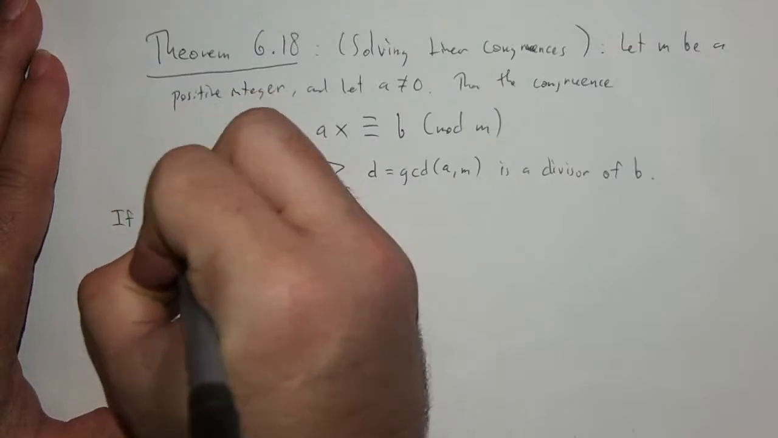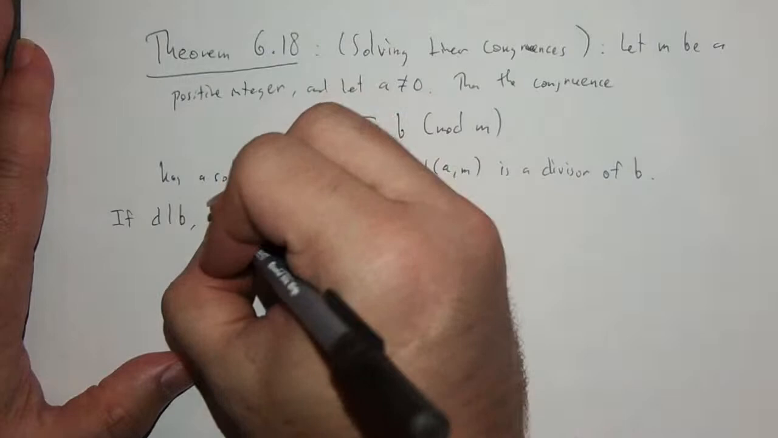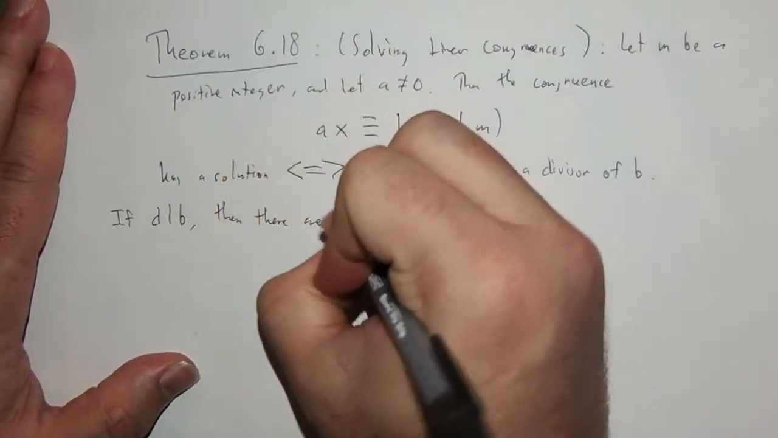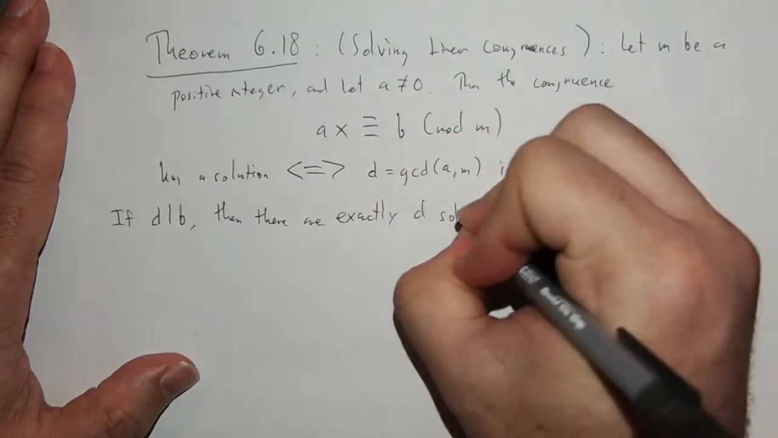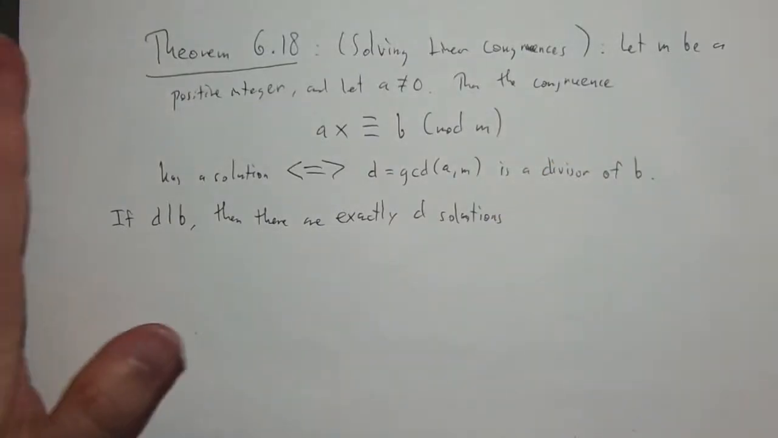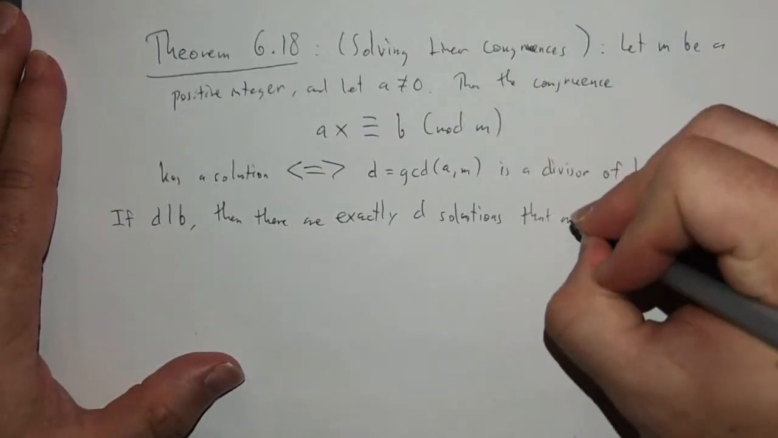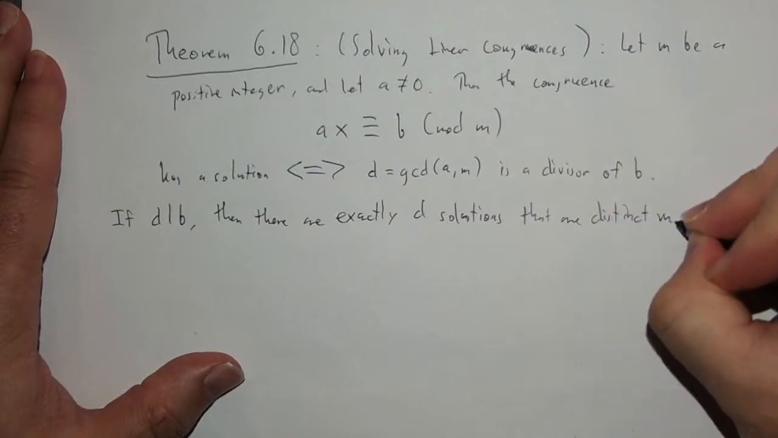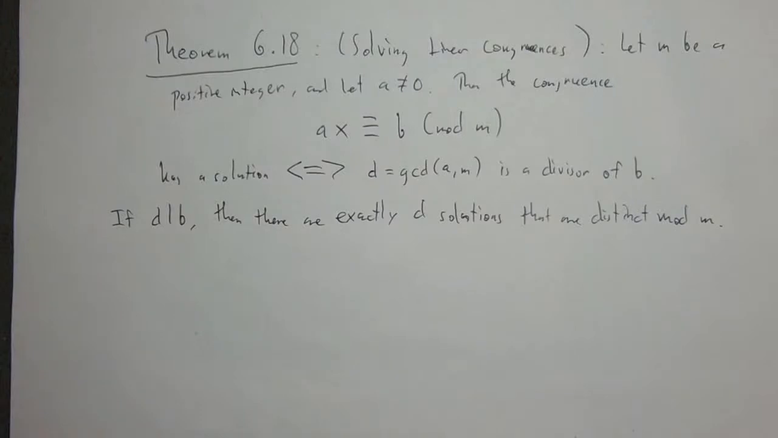If this is the case, that is, if d divides b, then there are exactly d solutions. So the GCD itself gives the number of solutions that are distinct mod m. All right. That is something that we have to worry about. That's something we have to make sure that we say, because of course when you're doing congruences, there's infinitely many representatives you could have chosen, right? So when we say distinct, we mean distinct mod m, not that you can use a different number to express them, but technically it's the same thing mod m. So these are distinct mod m.